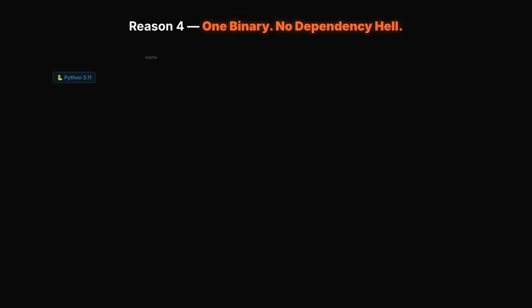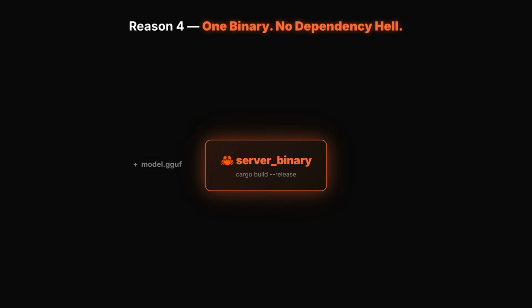Reason 4 is about shipping, not building. A typical Python ML deployment means a requirements file, a specific Python version, usually a virtual environment, and hoping the right CUDA-compatible wheel resolves on whatever machine it's landing on. With Rust, one release build produces exactly one compiled binary. To run the server, that binary plus the quantized model file is genuinely everything you need. No interpreter, no site packages folder, no dependency resolver deciding what version of what library shows up at runtime.